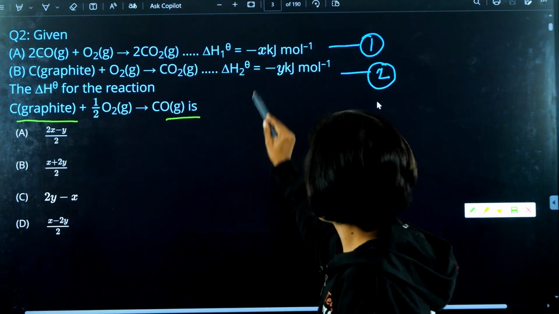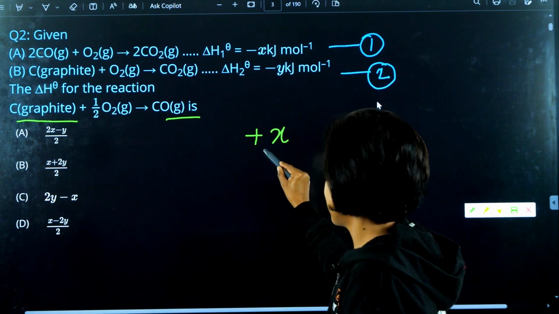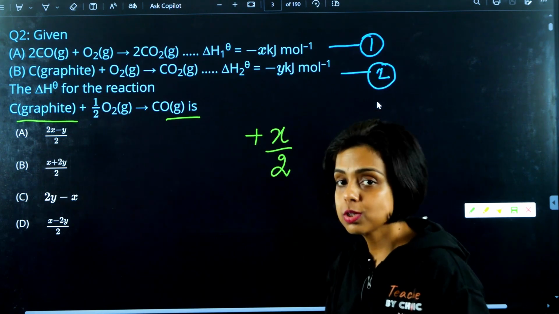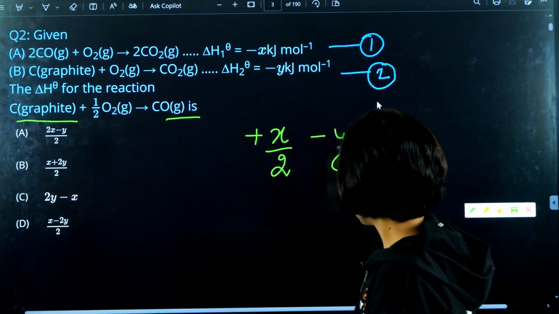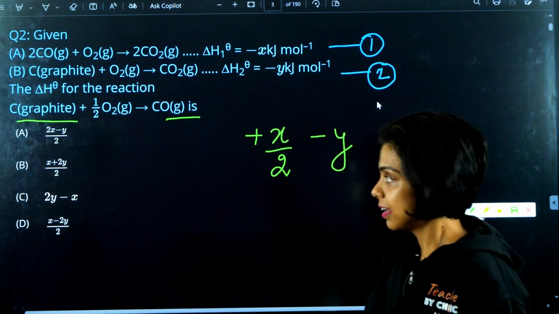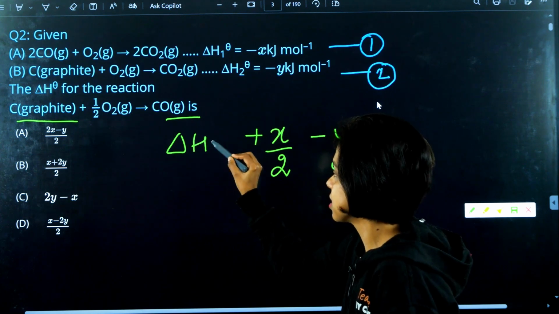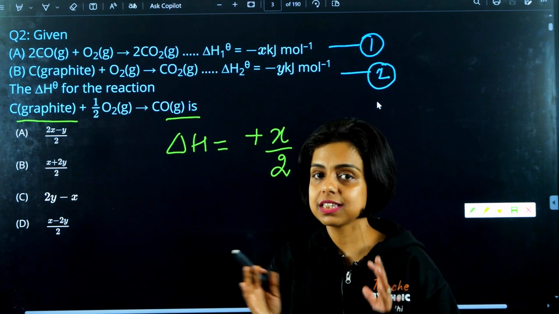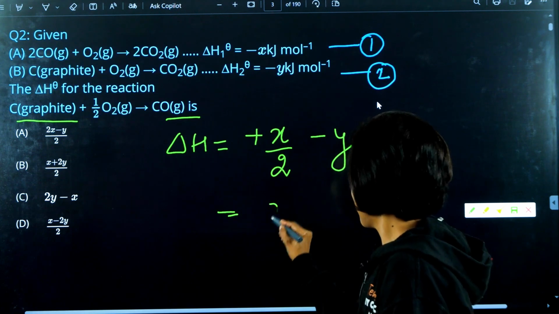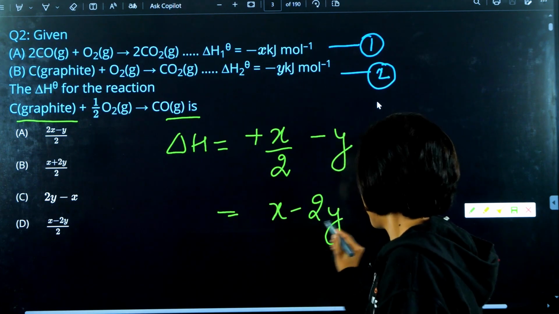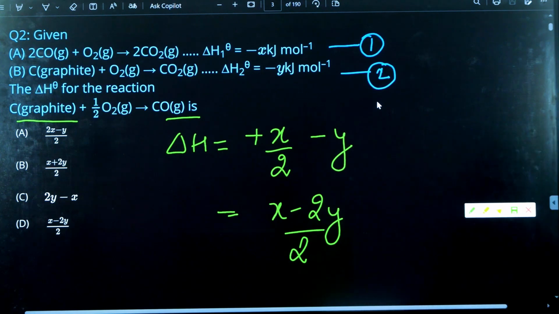So if I reverse reaction 1, its enthalpy becomes plus X, and if I multiply it by 1 by 2, the enthalpy becomes X by 2. And now I am adding it in second reaction, where delta H is minus Y. So the overall delta H for this reaction is given by this. Whatever you do with the reaction, the same you are supposed to do with the delta H. So X minus 2Y by 2 should be the delta H of this reaction, which is being asked here.